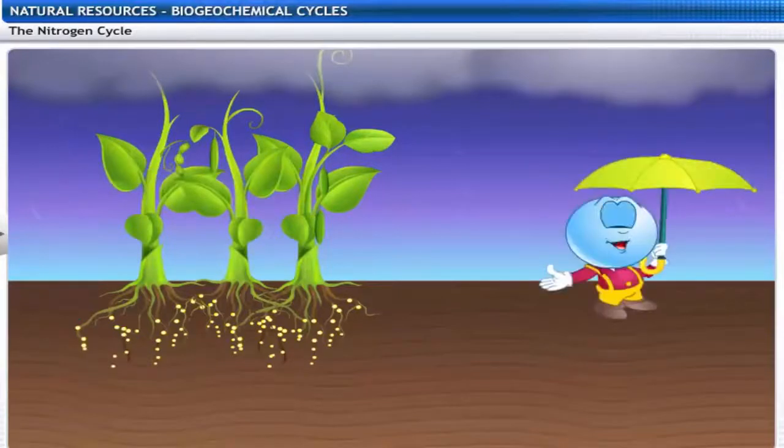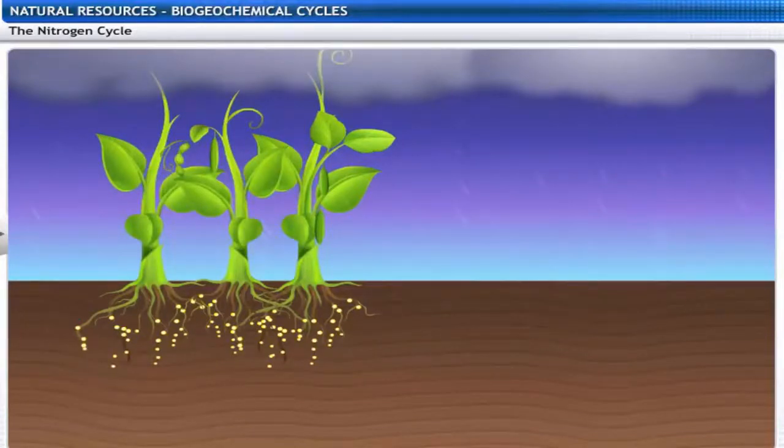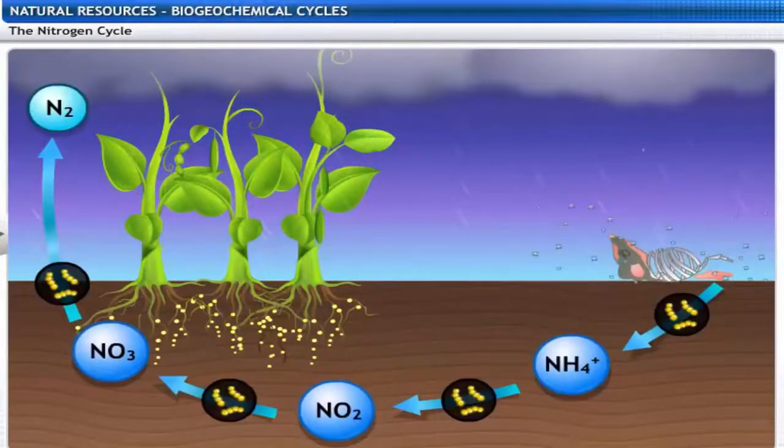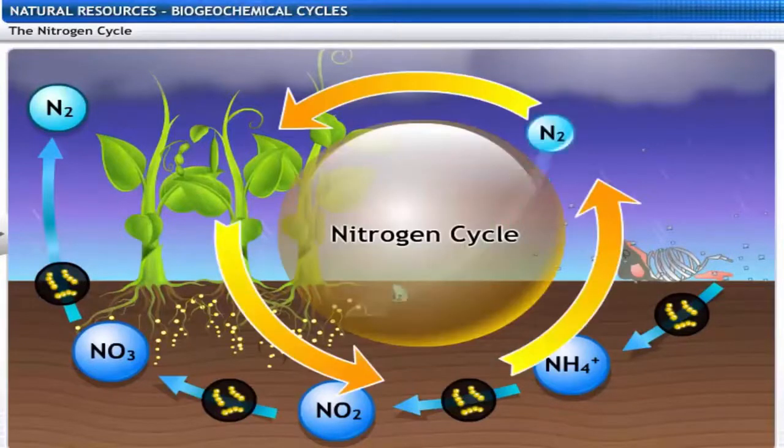Here's the cycle once again for you. The nitrogen cycle is the sequence in which nitrogen passes from the atmosphere to the soil and organisms and then is eventually released back into the atmosphere.